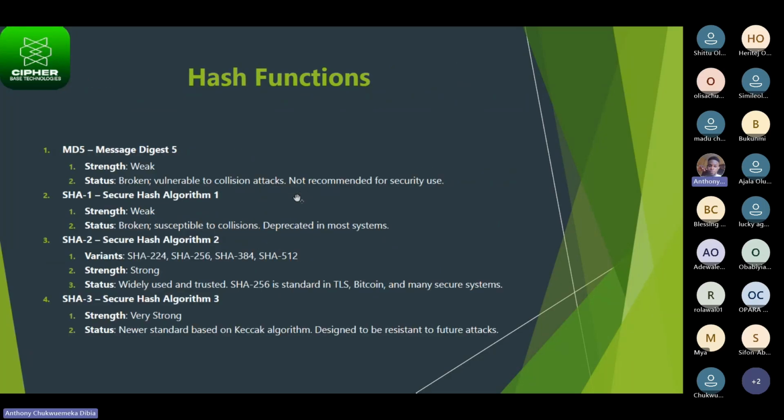All right, now hash functions. We have MD5, which is Message Digest 5. This is very weak and could easily be broken. We have SHA-1, which is also weak. We have SHA-2, which is a little bit strong; this is where you have SHA-256 and SHA-512. Then we have SHA-3, which is very strong. It's a newer standard based on the Keccak algorithm, designed to be resistant to future attacks.